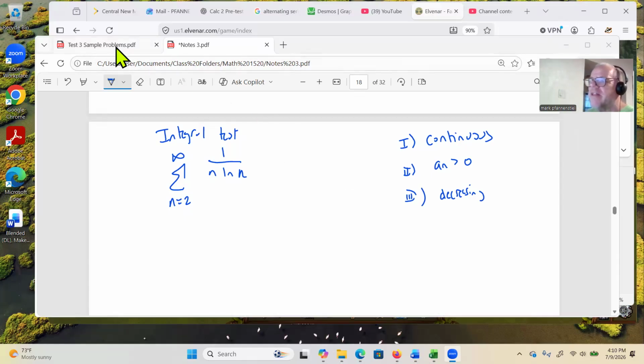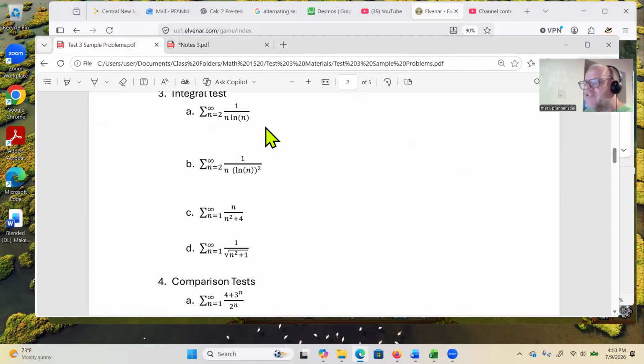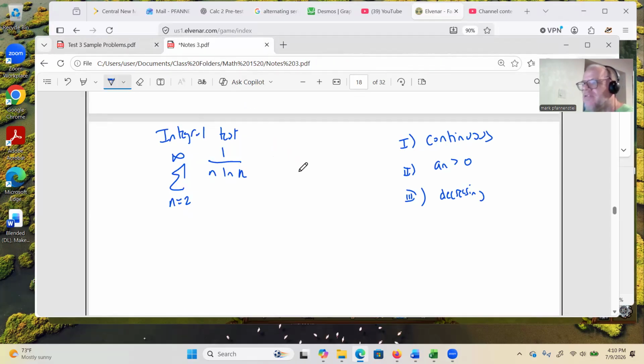So we are looking at the next problem we have here. This is probably problem 3A. We are looking at the integral test. We're trying to figure out whether or not this series converges or diverges using the integral test.